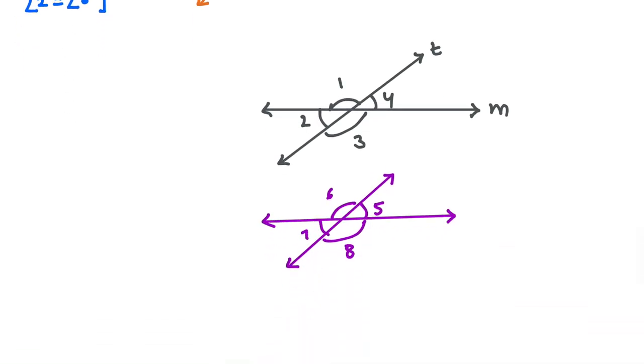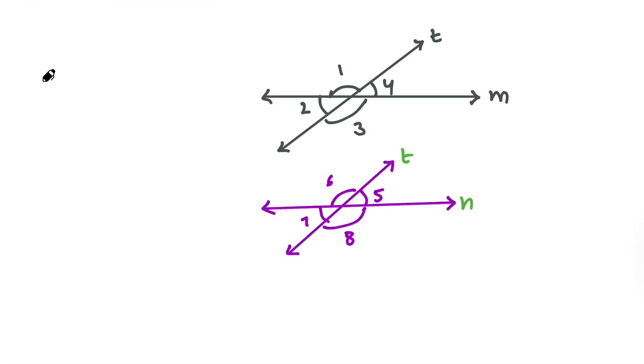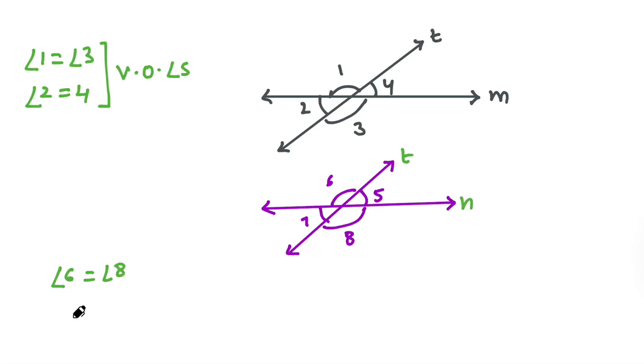Here I have shown only T, M and T, N, right? So if we see T and M, angle 1 is equal to angle 3 and angle 2 is equal to angle 4. So these are vertically opposite angles which are equal. And similarly, in this other pair, angle 6 is equal to angle 8 and angle 7 is equal to angle 5. This is again vertically opposite angles for the second pair. Also, you can see linear pairs here.